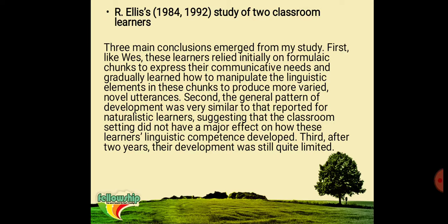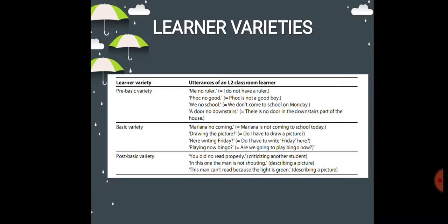That is the study of R. Ellis. And then R. Ellis divides the learner varieties into three: pre-basic variety, basic variety, and post-basic variety. And this is the level of learner varieties.